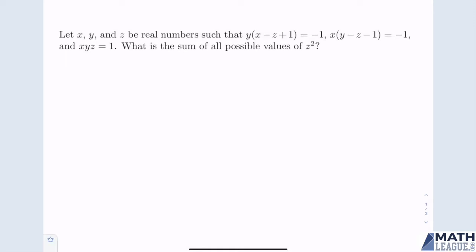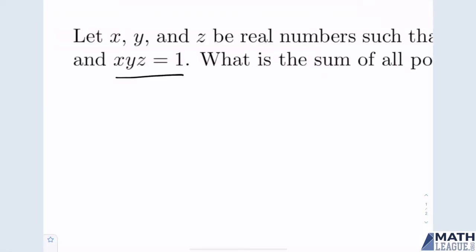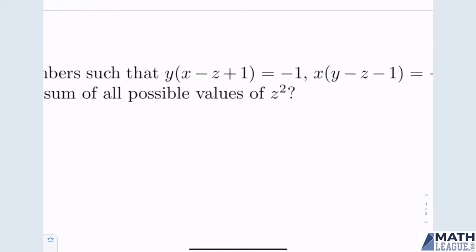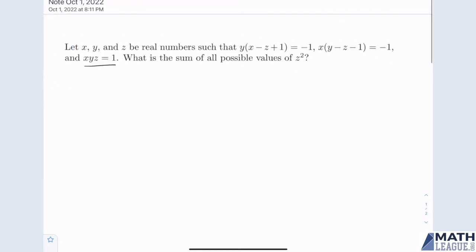So the first thing that we can notice is that from the condition xyz is equal to 1, we note that x, y, and z are all non-zero, because if any of the variables are equal to 0, then their product cannot be equal to 1. And so now we're going to look at the first two equations. So this is equation 1 and equation 2.